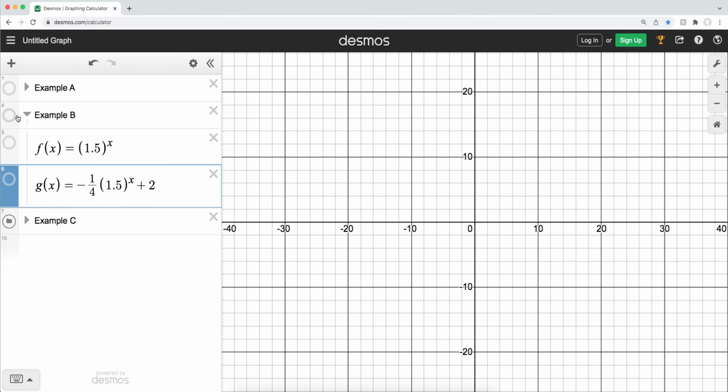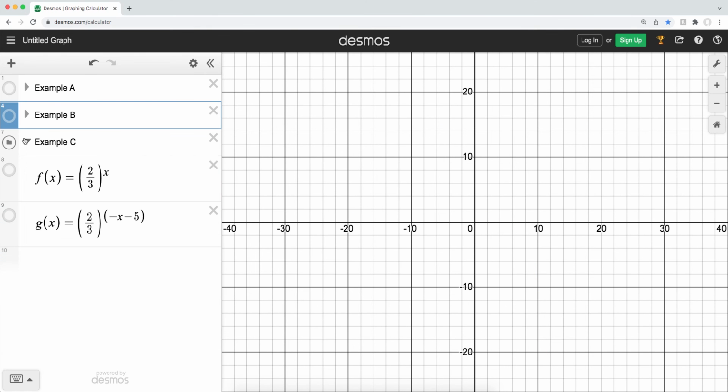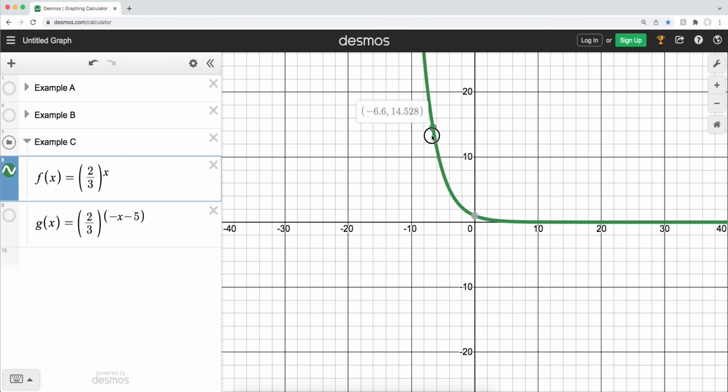So we'll get rid of this. And for example C, here is our graph. Notice our y values are going down the further we go to the right. So we have exponential decay. Going to the left, we're going up forever, and going to the right, we're getting closer and closer and closer to the x-axis, or y equals 0. All right, now for g of x.